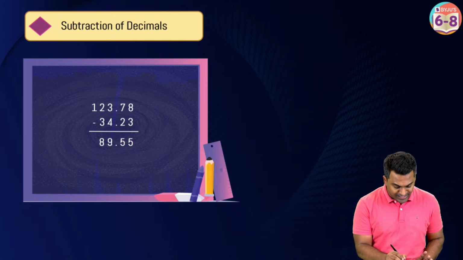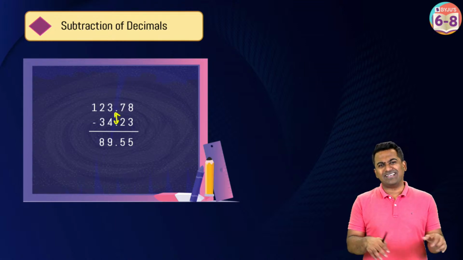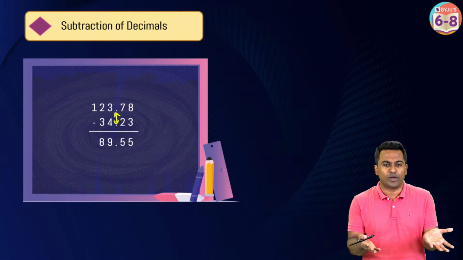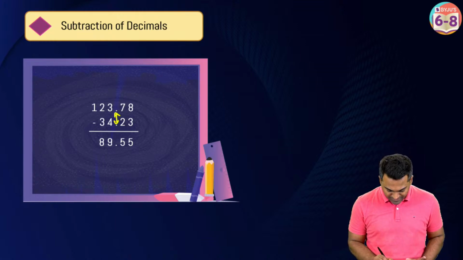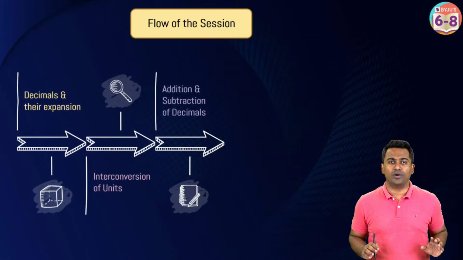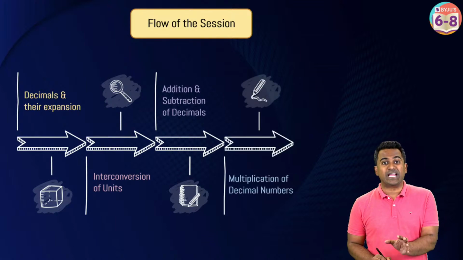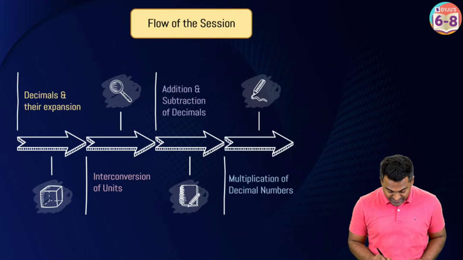You just have to make sure that the decimal points are below one another. Once you take care of that, it's going to be like you do it for regular numbers. Okay, well done. Let's move on now. So these three, as I said, were a recall for you. Now let's move on into the topic and check out multiplication of decimals.